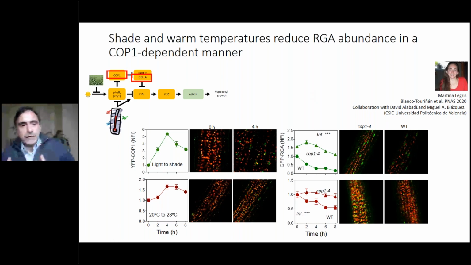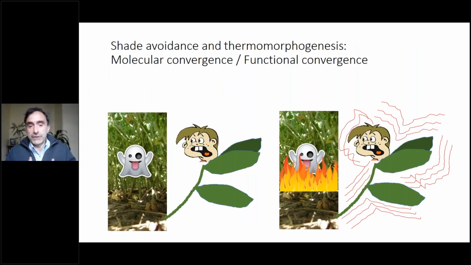Okay, there is a significant convergence between shade avoidance and thermomorphogenesis. We think that this molecular convergence has to do with functional convergence. Because if the plants are, let's say, scared about shade, they are even more scared of the combination of shade and warm temperature. And that will be because shade reduces the amount of light for photosynthesis, and simultaneously warm temperatures increase the rate of mitochondrial respiration, which could impose a threat on the budget of carbon for the plant.